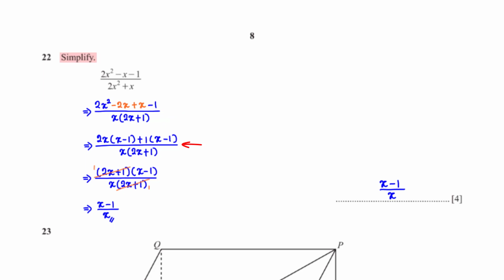The final two terms have a common factor of 1. When we factor out 1, we are left with x minus 1. This can be rewritten as 2x plus 1 times x minus 1. 2x plus 1 cancels out, so we are left with x minus 1 over x.